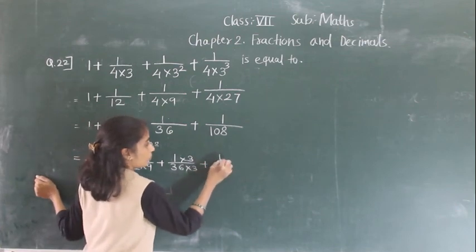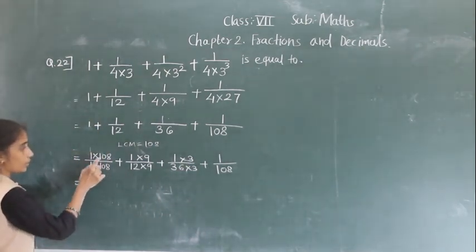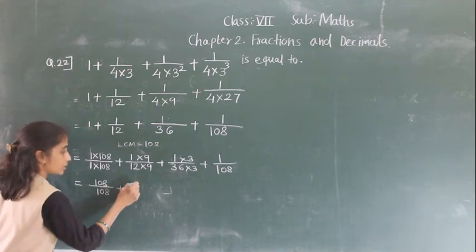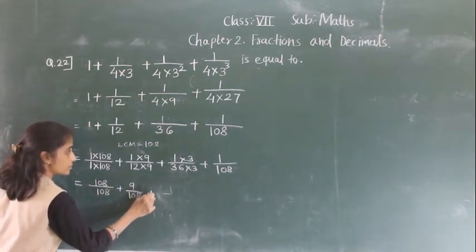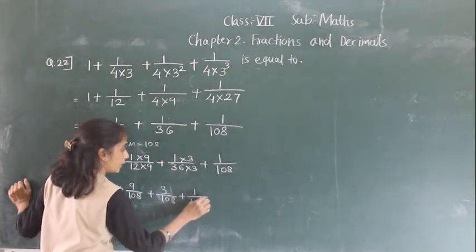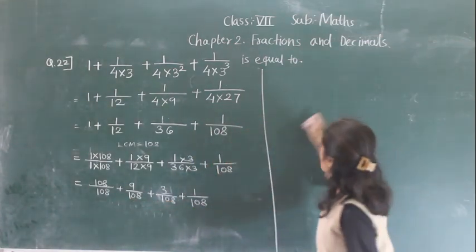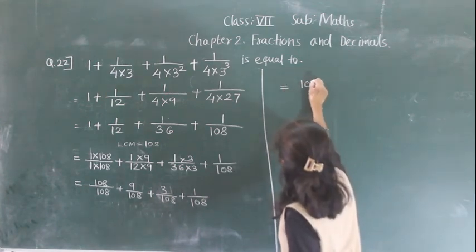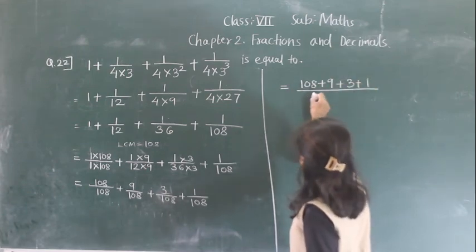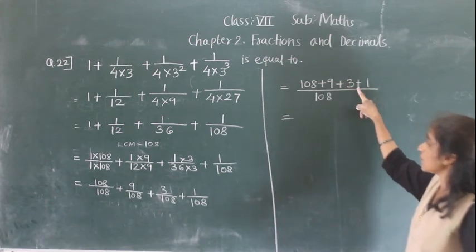Okay. Plus here, 108 ones, so we need to multiply by 1. Okay. So now 108 ones are 108, so 108 plus 9 ones are 9, 12 nines are 108, plus 3 ones are 3, 36 3s are 108, plus 1 upon 108. Yes, now what we can do here: we got the same denominator. So now we are going to add the numerators. 108 plus 9 plus 3 plus 1 upon 108. 108 plus 9 plus 3 plus 1.